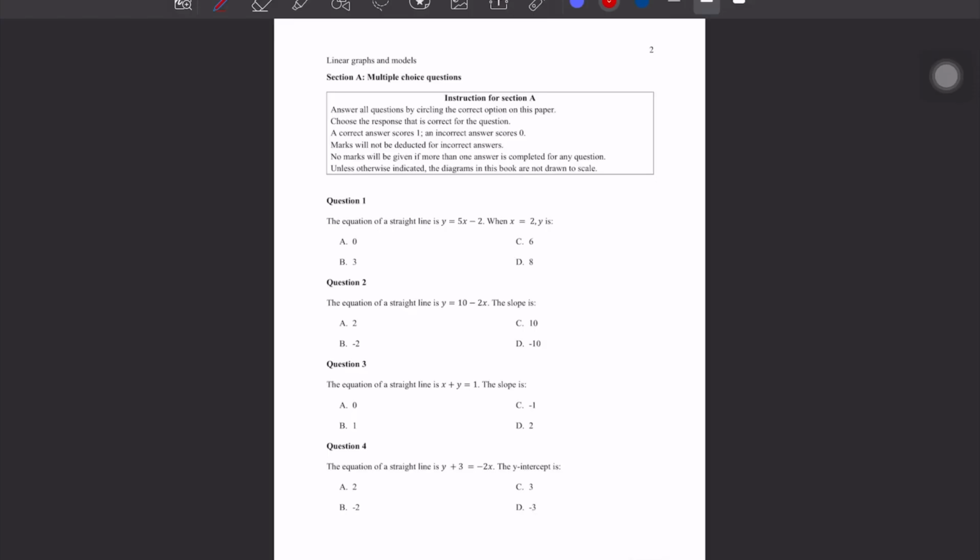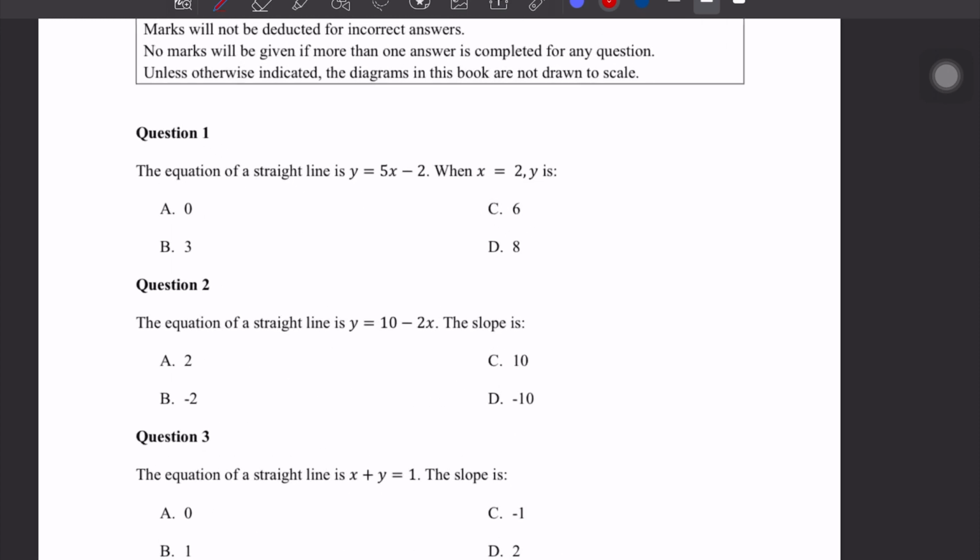In this video, I will solve a formative assessment for year 10 about linear graph and model. Let's start with question 1.